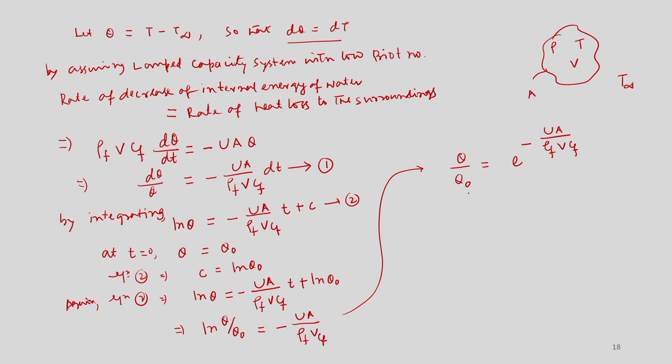So, this is something like theta by theta naught is equal to T minus T infinity, which is already defined here, divided by T i minus T infinity. This is the initial condition, e to the power of minus U A divided by rho f V c f, times t. So, this is equation number 3, right.